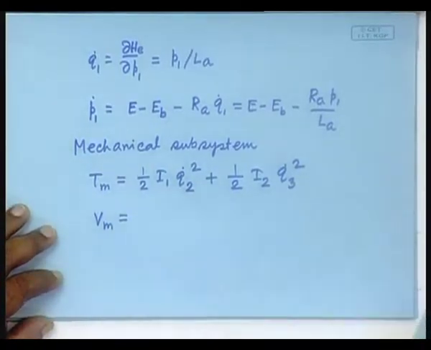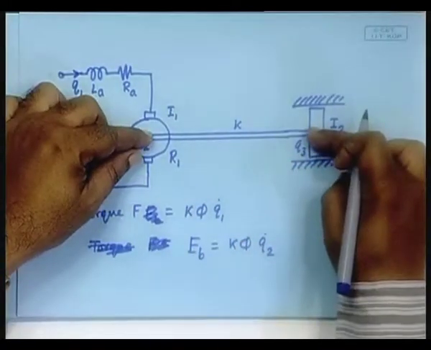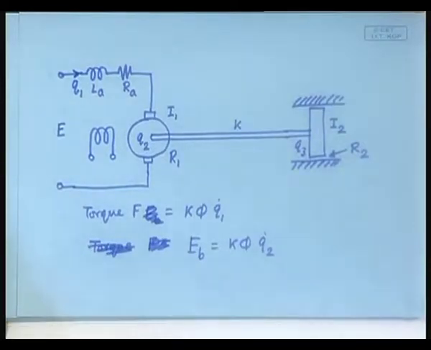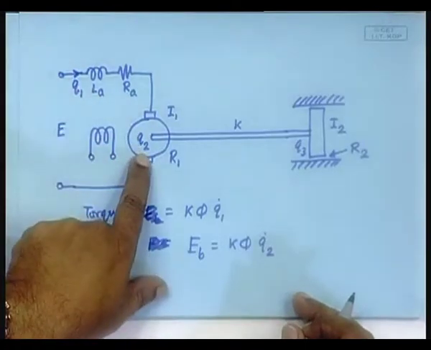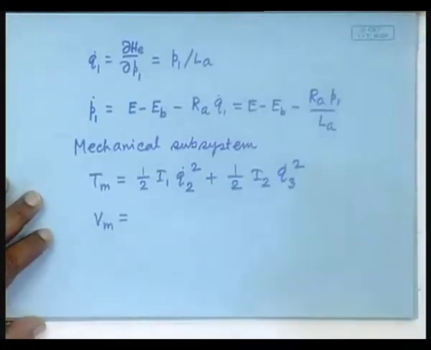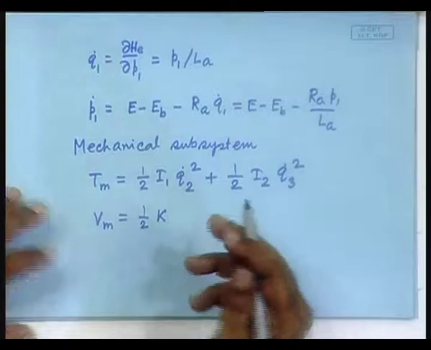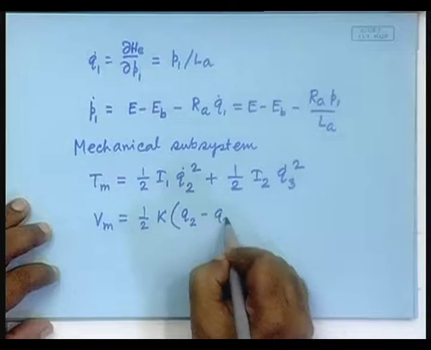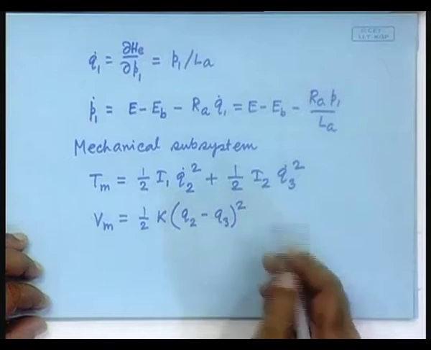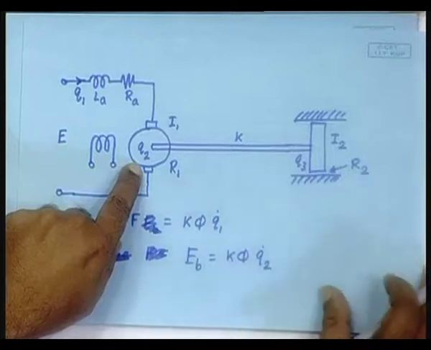Now, the potential energy would be due to the k term here, and there would be the torque applied that will be acting in the direction of q2. So, we have to take that into account. So, it is half k (q2 minus q3) squared, where q2 minus q3 is the torsion in that spring, plus F acting in the direction of q2, so minus F q2.